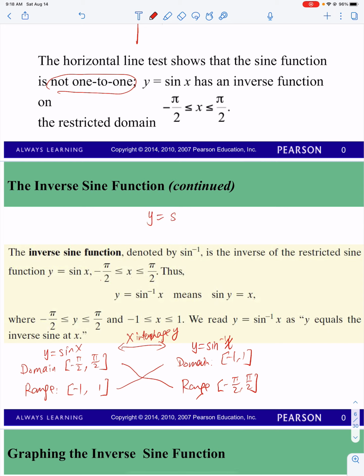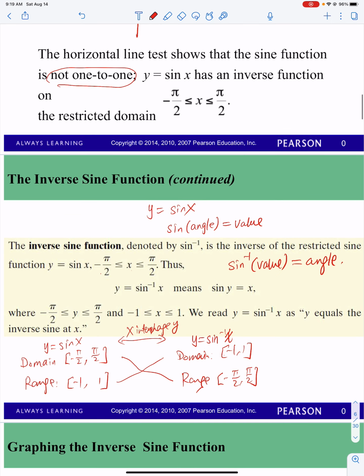So what does this tell you? Y equals sine x means sine of x: here is an angle which will give you a value. Sine of an angle will give you a value. And sine inverse, this will be the domain, it will be a value and give you an angle. So sine inverse is actually an angle. Very important. Later on you will use it a lot.